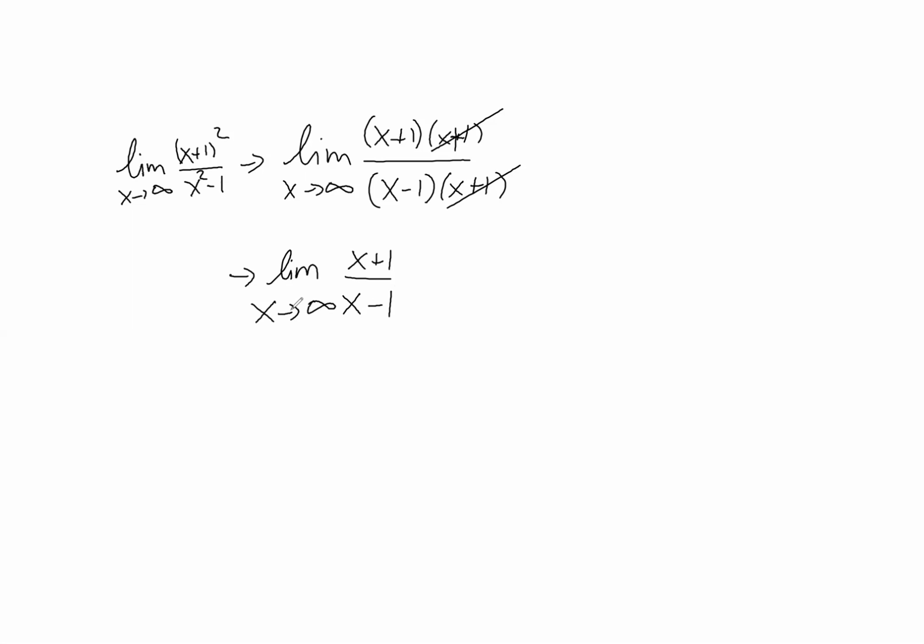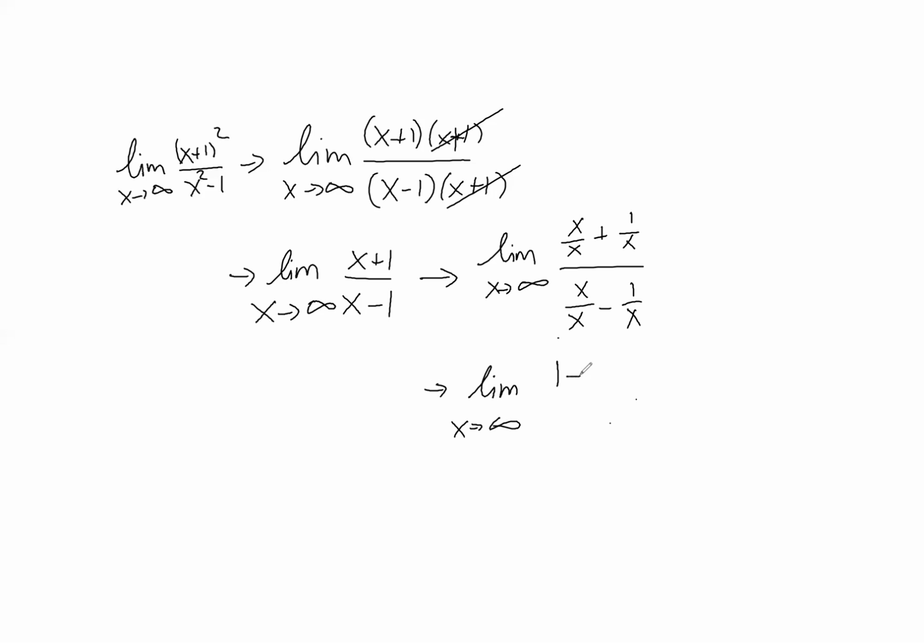Okay? Again, we still have the form of infinity over infinity if we plug infinity in for x. So the next step is that we divide the top and bottom by x. Right? Now we can take the limit. Well, let's do one more step, so it's easier for us to see.